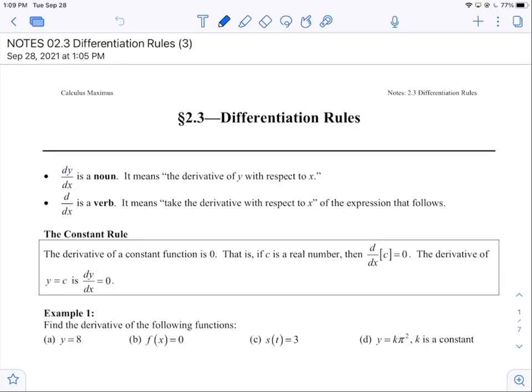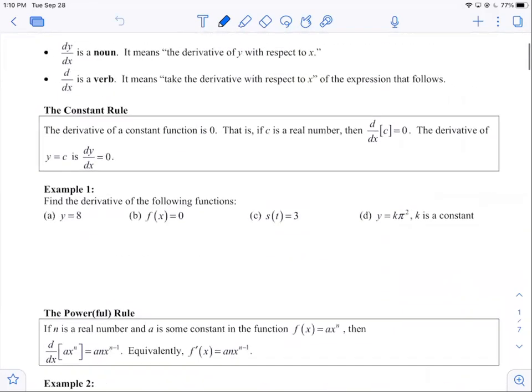2.1 worksheet, when should we make that due? Let's just make that due Thursday for the test, okay? Yeah, Thursday. And then the 2.3 worksheet, we're probably not going to finish it, so it won't be due before the test.